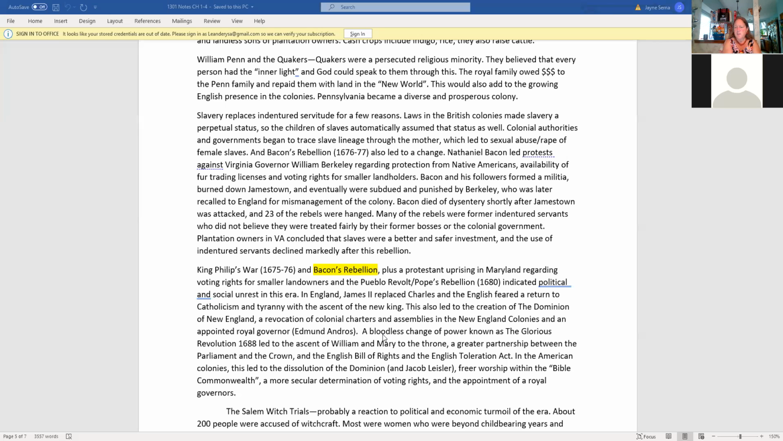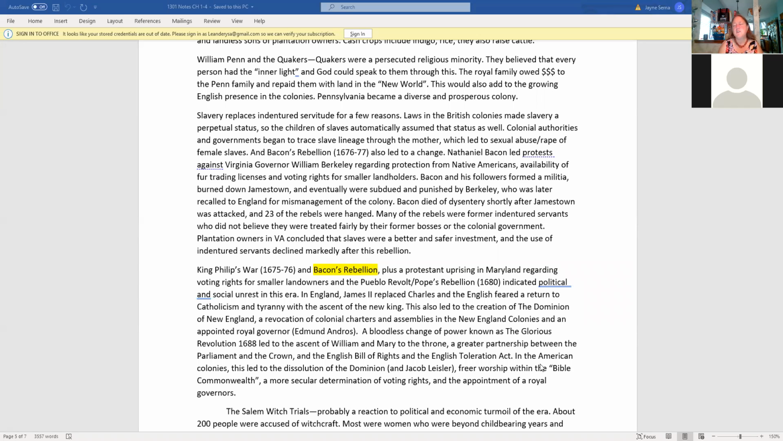Now, it's bloodless in England. They end up shipping James II. I want to say he goes to Scotland, but they ship him out of town. Nobody dies. There's no fighting, that sort of thing. You see the creation of the English Bill of Rights and the English Toleration Act. The English Bill of Rights is going to ascribe rights to landowners more, while the English Toleration Act is just going to put into law that it's okay to be whatever version of Christian.